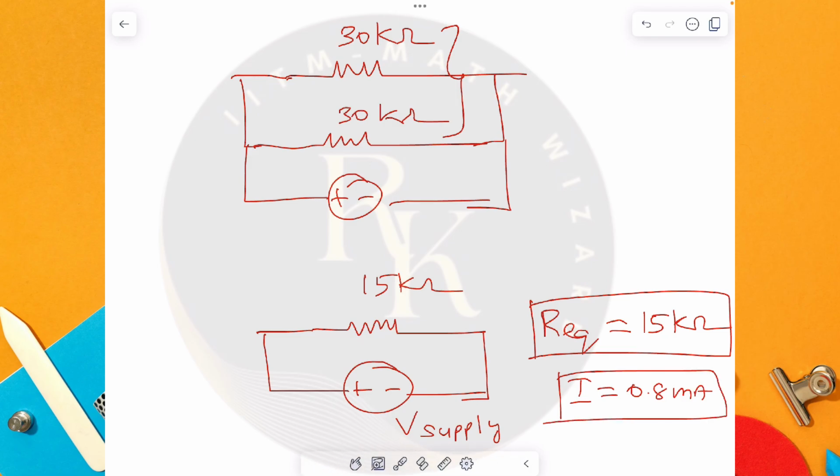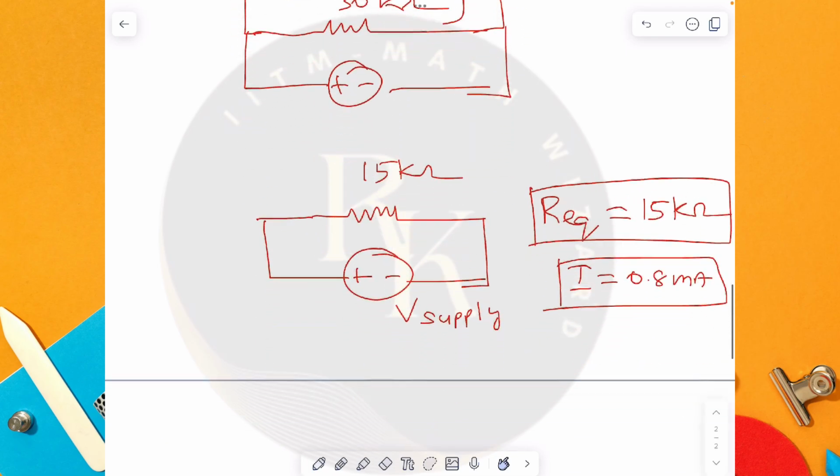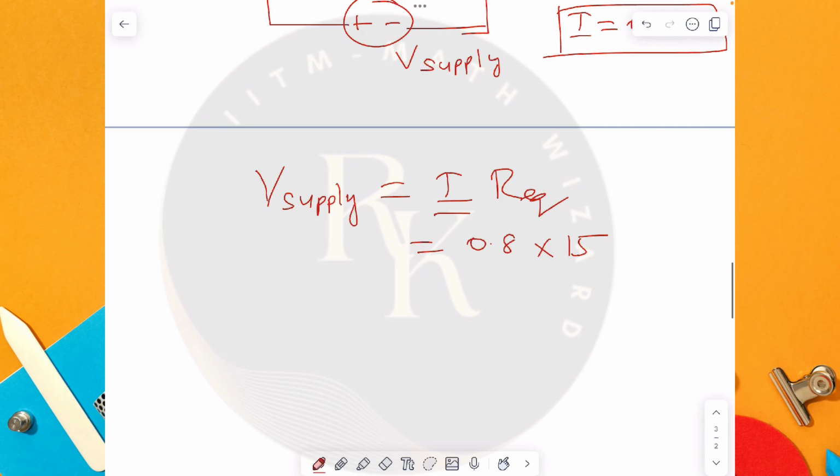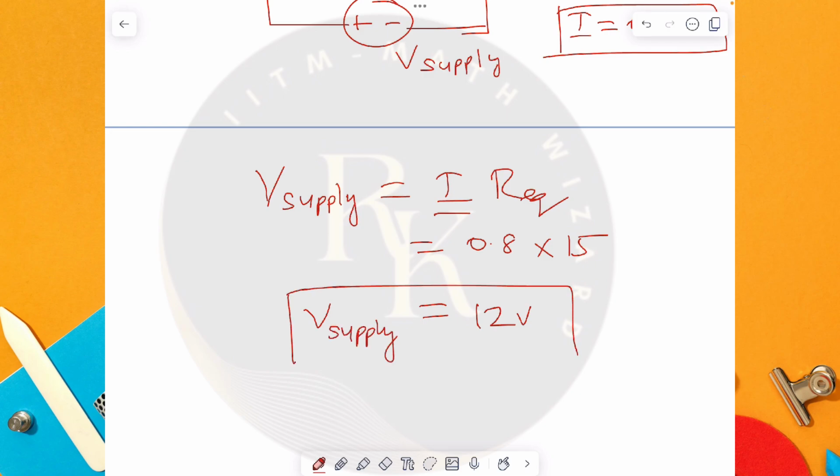So as per the question, now we are coming. V supply, that is the total voltage supply, V is equal to IR, we know. Total current we found out already, and equivalent resistance also we found out already. Hence 0.8 into 15 kilo ohm. While solving through the online calculator, 0.8 into 15, we get 12 volt. Hence the final supply is 12 volt. So 12 volt is the correct answer for the 11th question.